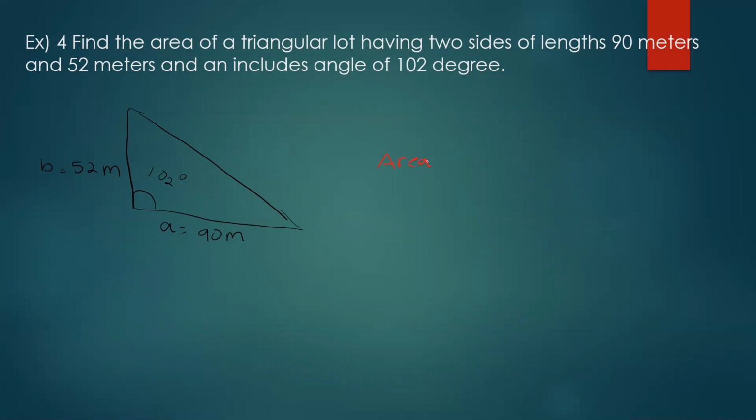Area equals one half ab sine of C. Yep, we actually have everything. This is actually given. So one half, a is 90 meters, b is 52, sine of C, angle C is 102 degrees. When you put it all together, it's about 2289 square meters.